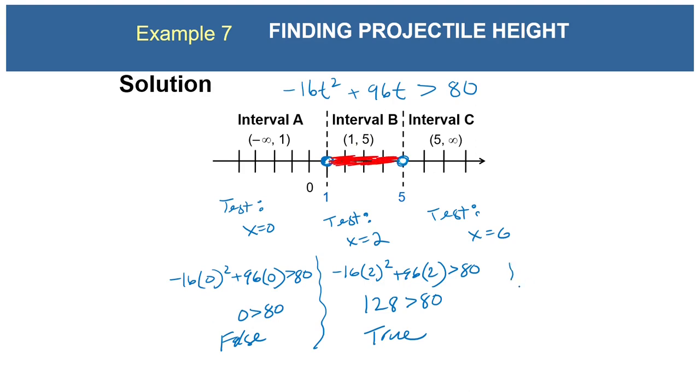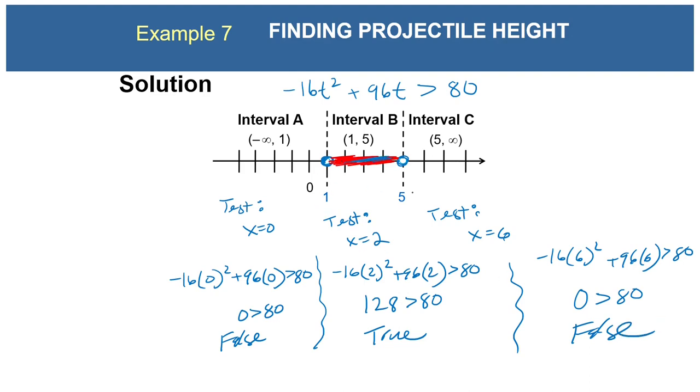And now let's test to the right of 5, which is 6. So we'll plug in a 6 here, and we'll see if this is true. This gives me a 0 on the left, and that is not true. 0 is not greater than 80. This is false. So our solution is going to be between 1 and 5.